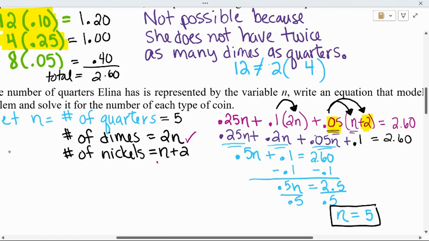Okay. If she has 5 quarters, how many dimes does she have? 10. 2 times 5 is 10. And if she has 5 quarters, how many nickels does she have? 5 plus 2 is 7. Good job. Whew, that was a lot. I'm going to leave that up there for a second to make sure everybody has that.